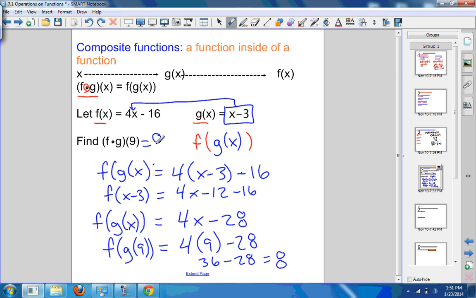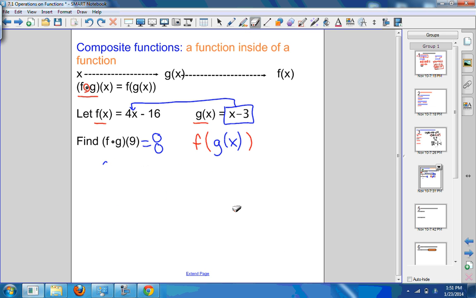So that's one way to do it. Another way to do it, let me erase some of this, would be to find g of 9 and plug that in to my f of x. So we're taking this g of x function and plugging it inside the f of x function. That's what a composite function is. We take a function and we stick it inside of another one. So if I take g of 9, we get 9 minus 3 from our function right here. So g of 9 is equal to 6.